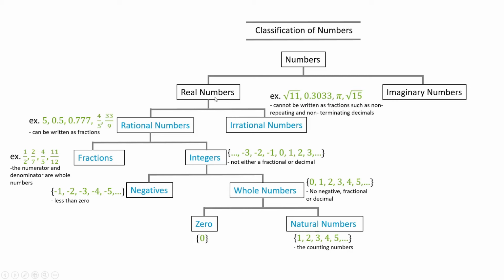Real numbers. These are the numbers that can be found on a number line. Some examples are 1.5, 6, -5, square root of 4, 4/5.